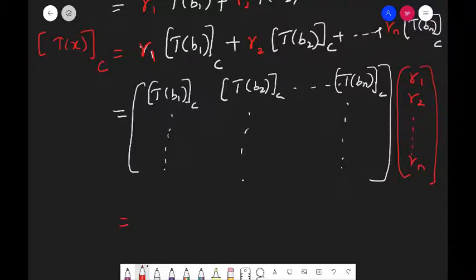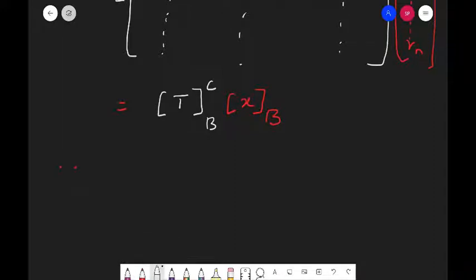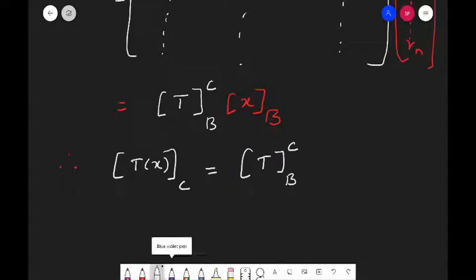Now this matrix is the coordinate matrix of the linear transformation T with respect to the bases B and C, and this column is the coordinate vector of x with respect to the basis B. Therefore, we have this formula: the coordinate vector of T of x with respect to the basis C is the matrix of the linear transformation T with respect to the bases B and C, into the coordinate vector of x with respect to the basis B. Now let us look at problems based on this.